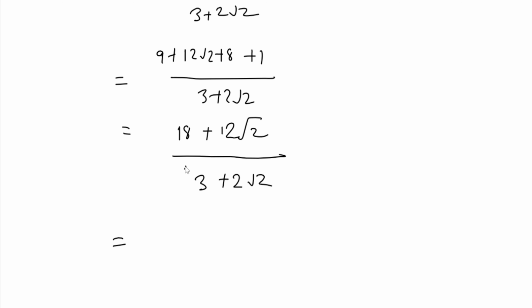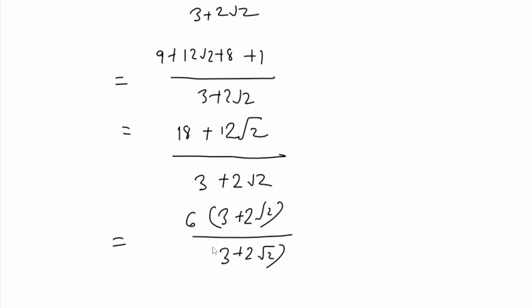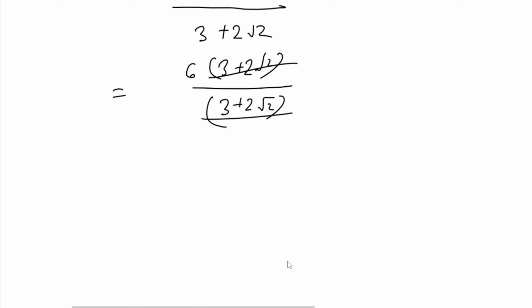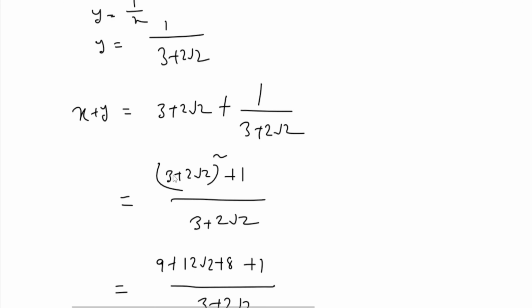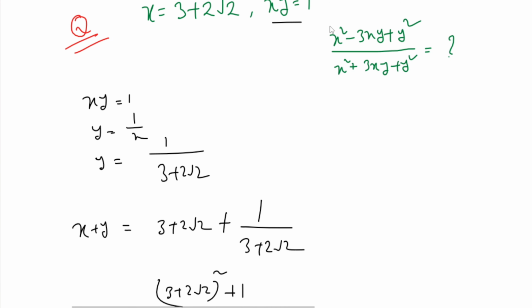Now if we take 6 common from the numerator, we will get 6 into (3 plus 2 root 2) by (3 plus 2 root 2). Now these two cancel each other and the final value is 6, that is x plus y equals 6, right? Now let's solve this one.